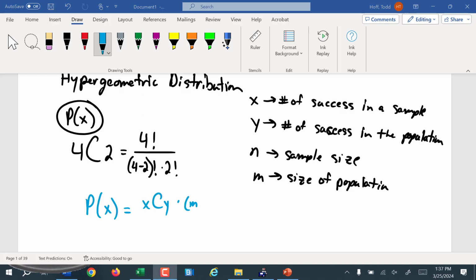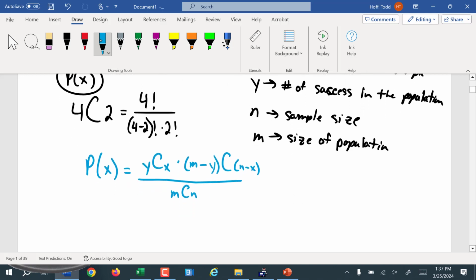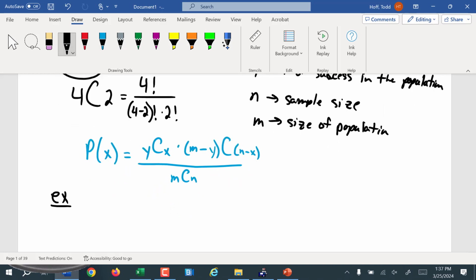Got to back up just a second here. I wrote this down wrong. This should be Y choose X times M minus Y choose N minus X, divided by M choose N. Now there's a lot of notation here. So let's get straight to an example, and then we'll put the numbers in this.